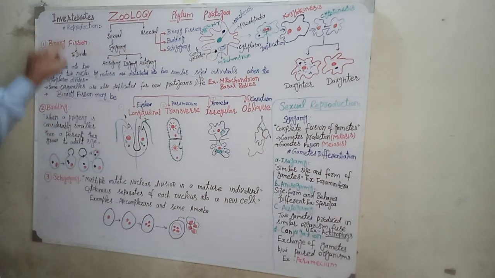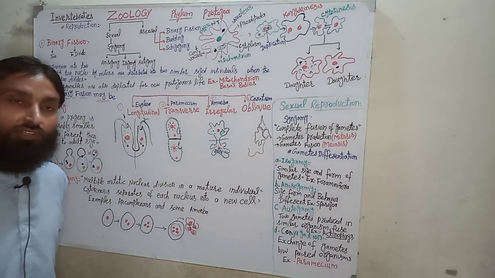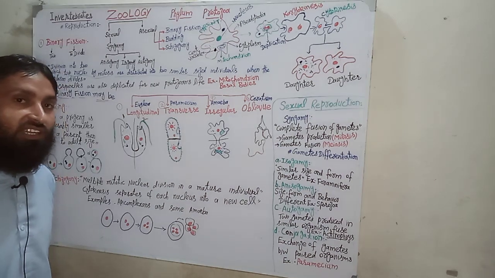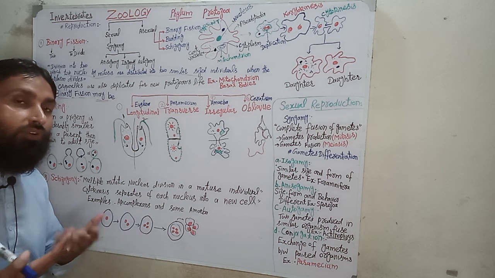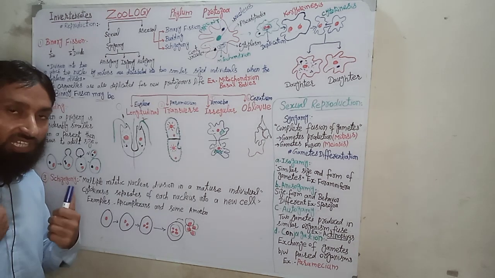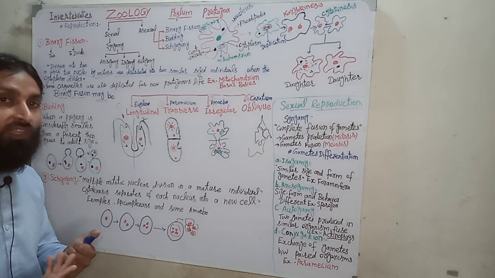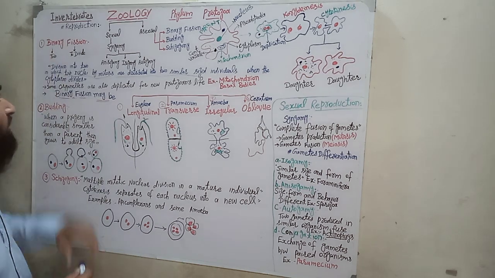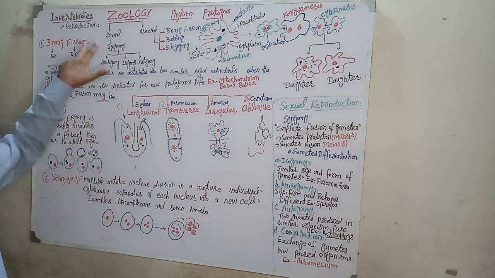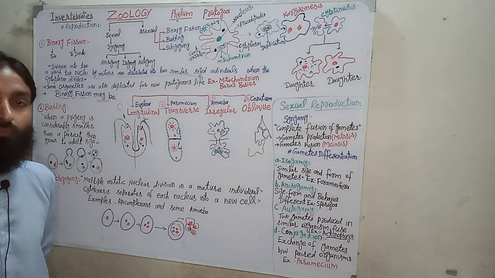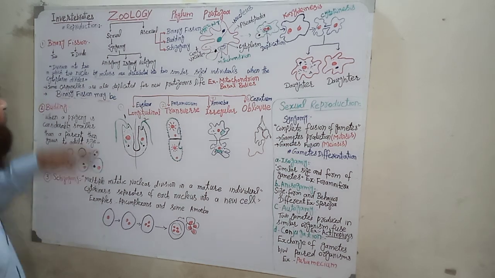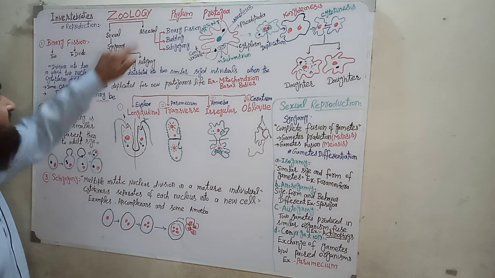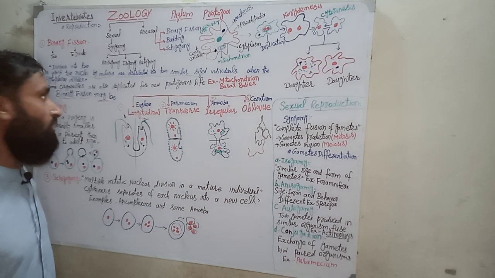Firstly, we understand the term reproduction. Re means again and production means to produce. It means to produce its own kind of organism is called reproduction. There are 2 major kinds of reproduction in phylum Protozoa. First is sexual and the second one is asexual.